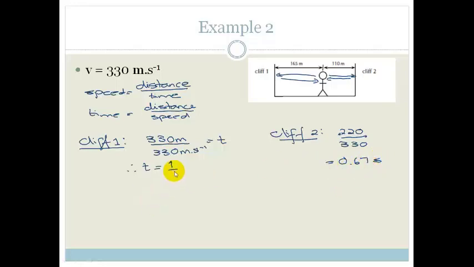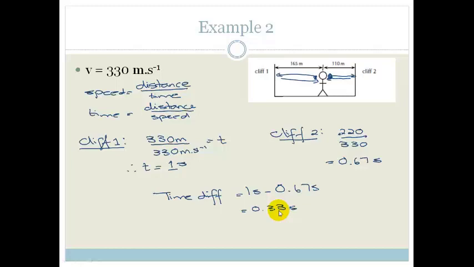But what was the question? The question was, what was the time difference between the 2 echoes? This echo would arrive first, this one here, and it would take a time of 0.67 seconds. This echo would arrive second, because it's taking a time of 1 second. So the time difference would be 1 second minus 0.67 seconds, which becomes 0.33 seconds. So that's what he'd hear. He'd hear clap, and then 0.33 seconds later he'd hear the echo of the second clap.